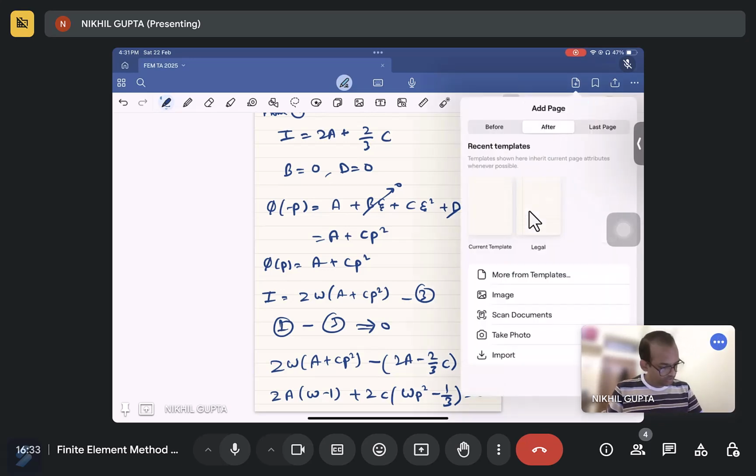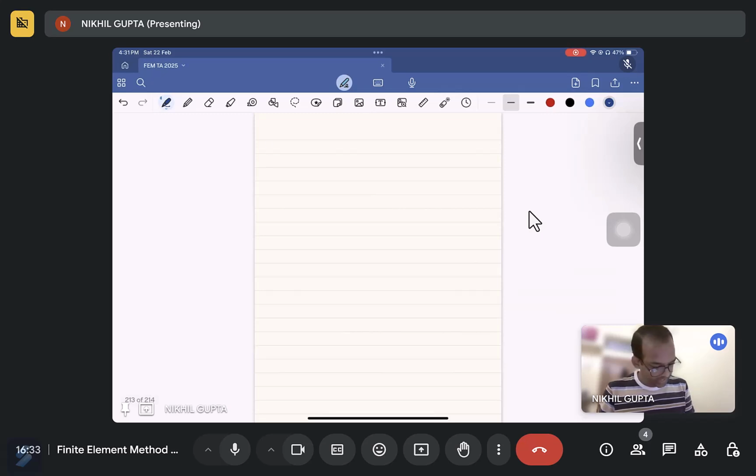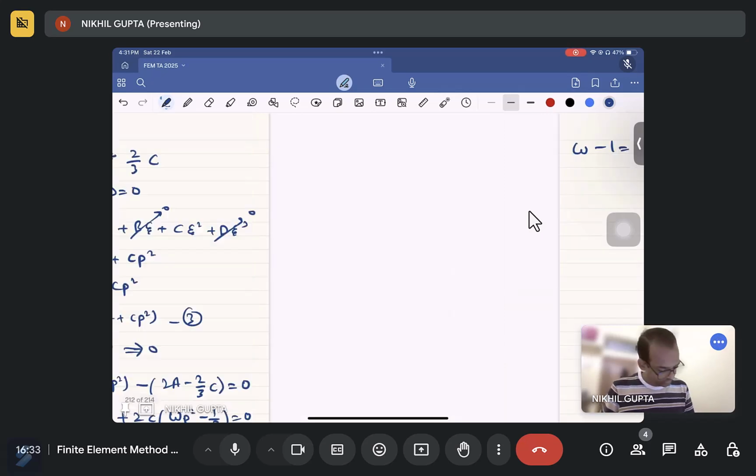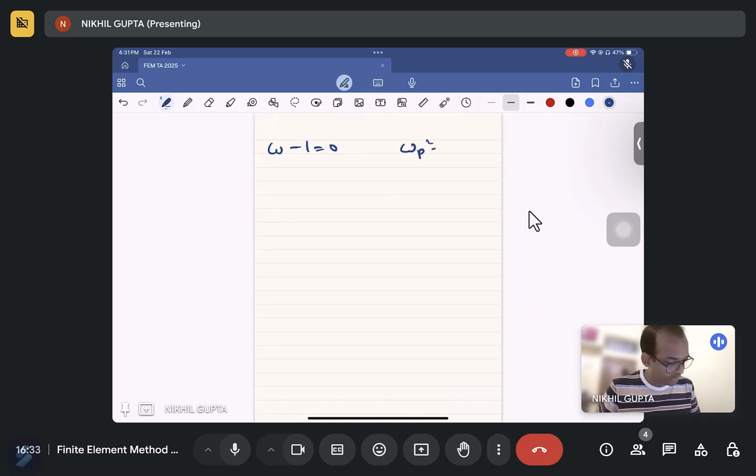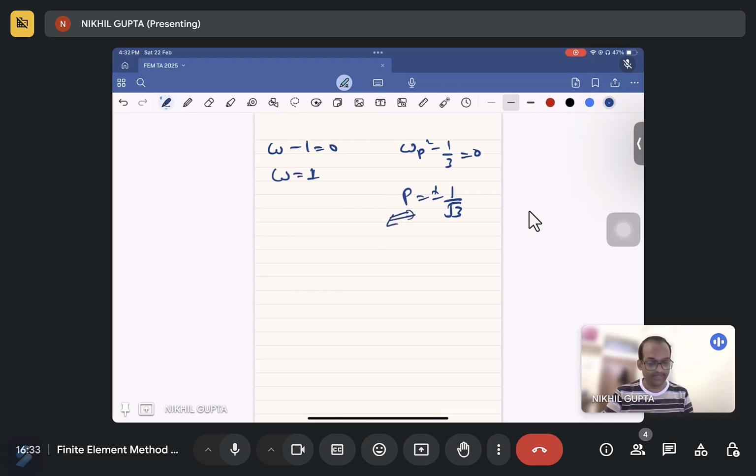Now we can compare and we can get w minus 1 equals to 0 from this, and we can get wp square minus 1 by 3 equals to 0. So w is 1, and from this we'll get p as plus or minus 1 by root 3. So this is the way of getting the weights in the Gauss quadrature, also the Gauss points at which you have to integrate.